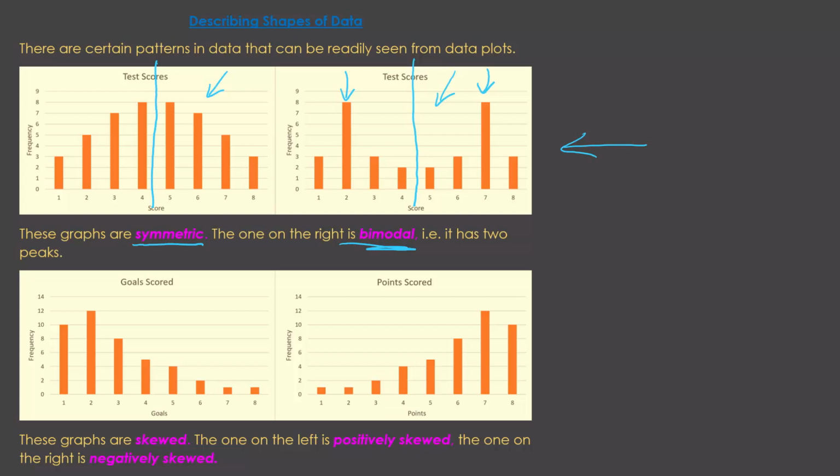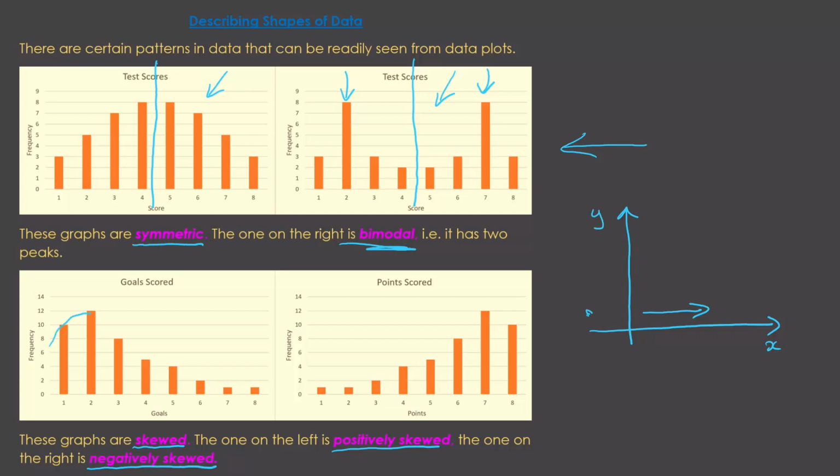These graphs are what's known as skewed. The one on the left is positively skewed and the one on the right is negatively skewed. Students often get confused about which is which. If you think about a set of axes, the positive numbers are on this side, off to the right, and negative numbers are on the left over here.